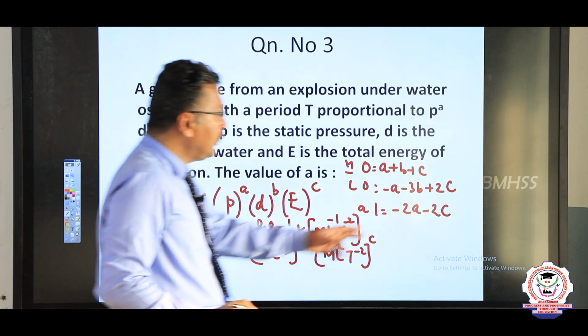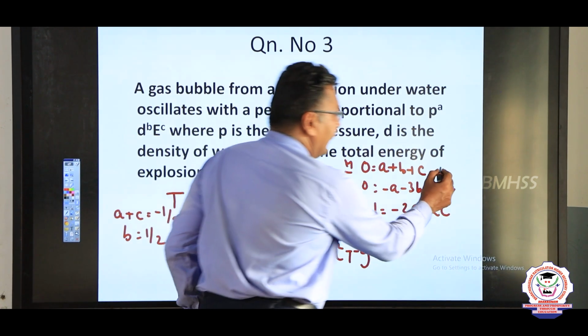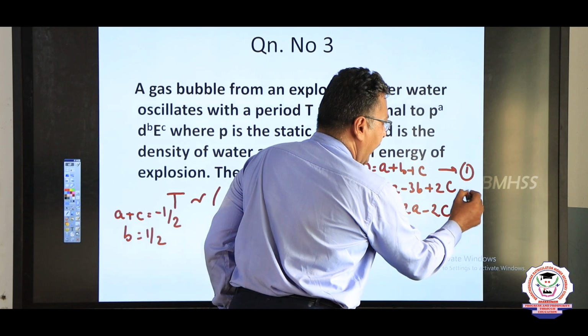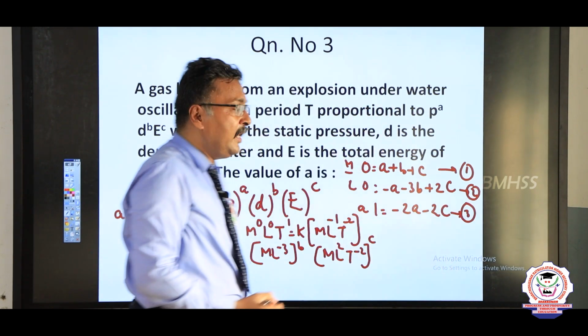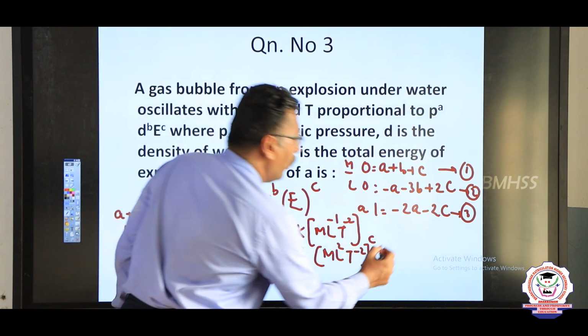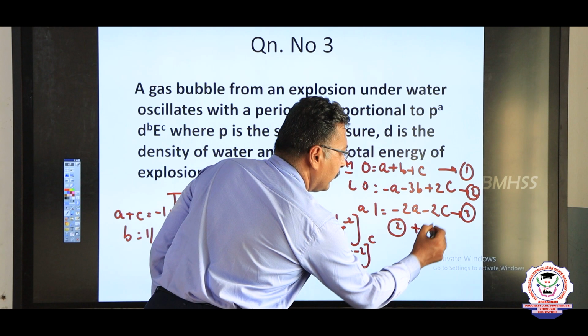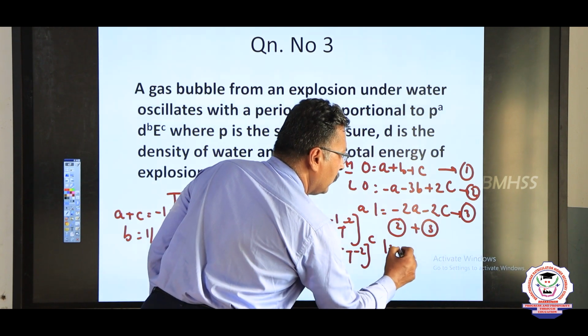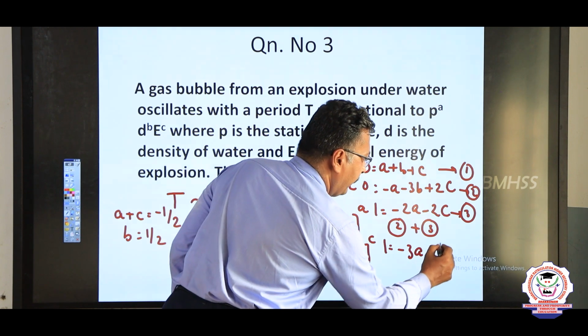Next, we want to add equations 1, 2 and 3 to eliminate C. So if we eliminate C, what will you get? You add equation 2 plus 3. You will get 1 is equal to minus 3A minus 3B.